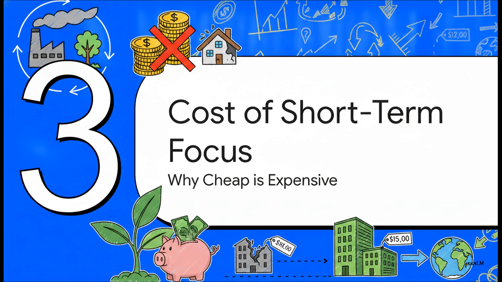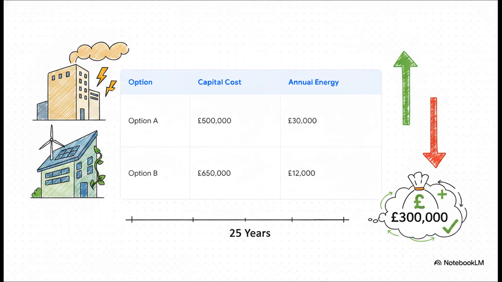Well, we have to look at the financial misalignments that make sustainable buildings so difficult in the real world. Let's see why cheap upfront is often very expensive in the long run. Let's look at the straightforward math of life cycle costing. Imagine you're picking between two building designs.